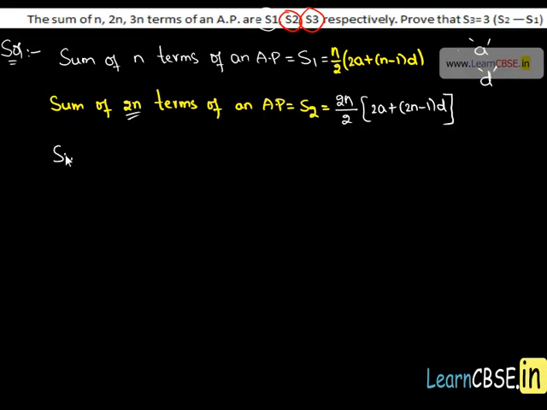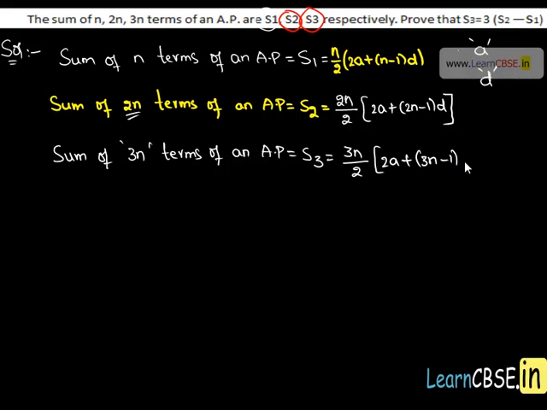Similarly, the sum of 3n terms of an AP is S3. S3 is obtained by replacing n with 3n. That implies 3n upon 2 times 2a plus 3n minus 1 times d. It is because we have to find the sum of 3n terms. To prove this relation, S3 is 3 times of S2 minus S1, we will take the right hand side and show that the right hand side is equal to the left hand side.